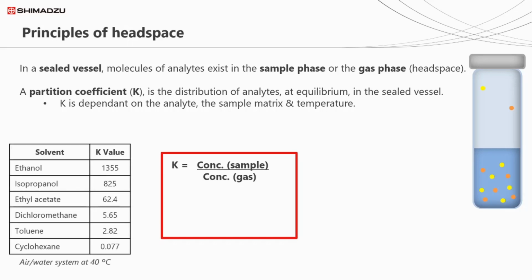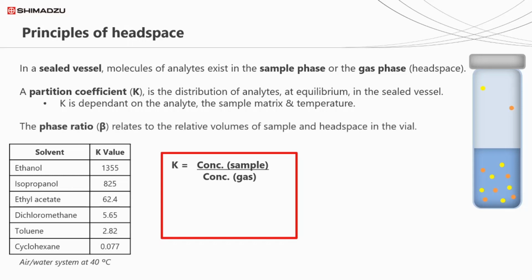Here are a few K values for common solvents in an air-water system at 40 degrees. At the top, ethanol has a huge value, meaning it remains predominantly in the sample phase, whilst cyclohexane's tiny value means that this analyte partitions heavily in the headspace. These values make sense, given the like dissolves like principle. The more polar solvents have a higher affinity for the very polar water, whilst the non-polar solvents jump at the chance to avoid it. Another factor impacting the concentration of analytes in the headspace is the phase ratio, or beta.